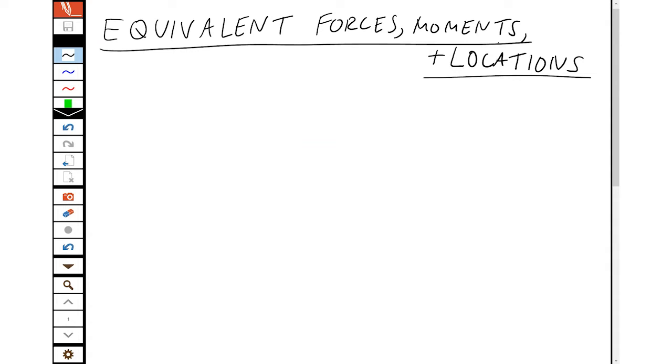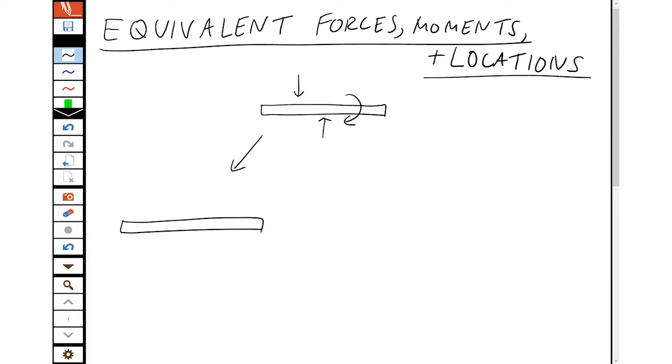Now, what are those? Well, the idea of equivalent forces and moments is if we have some structure with some forces and moments acting on it, we could be asked to find the equivalent force and moment at some point. So let's say if we wanted the equivalent force and moment at point A, we would calculate what is the total force and moment there that would do the same thing. Or we could be asked for the equivalent force and its location.